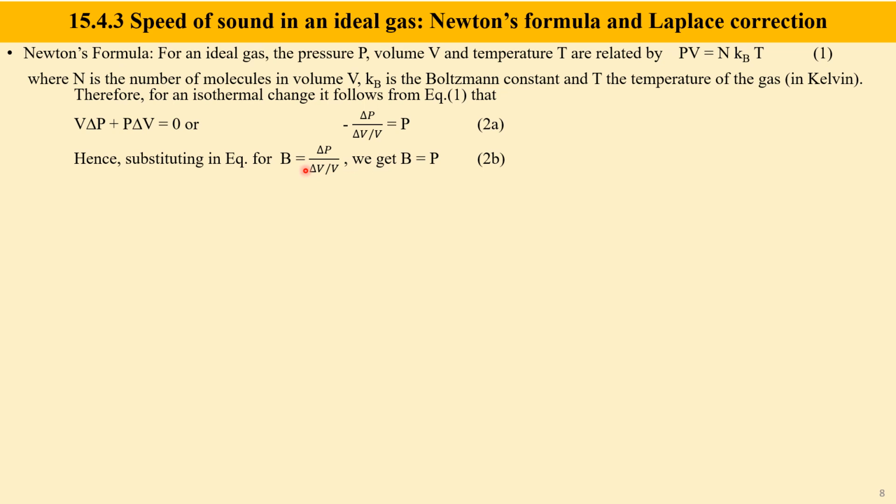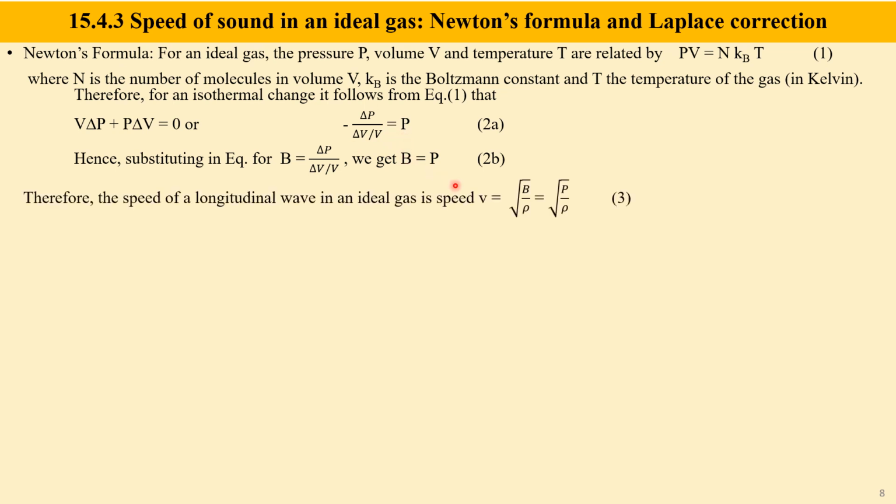We also know from our previous section that the bulk modulus B is given by the relation B is equal to minus delta P by delta V over V. Hence, comparing the equation for B in the previous slide and equation 2a, we get B is equal to P. Let it be equation 2b.